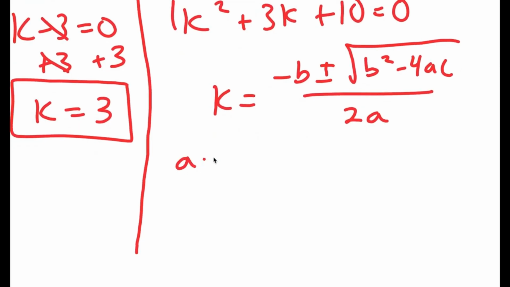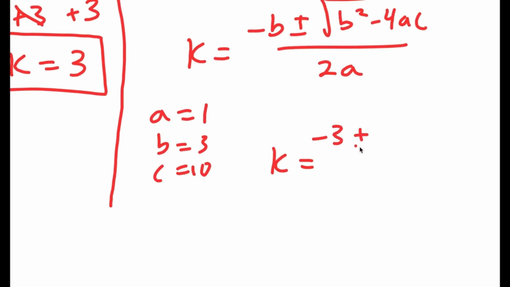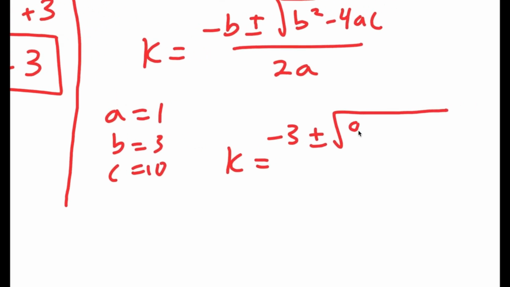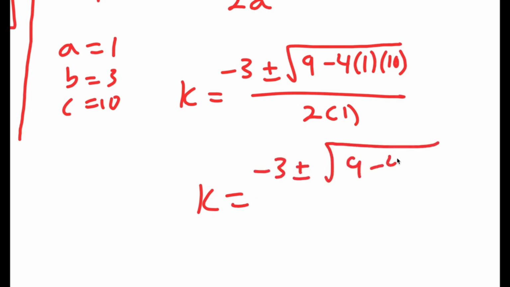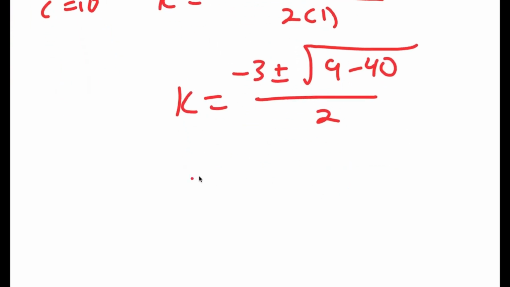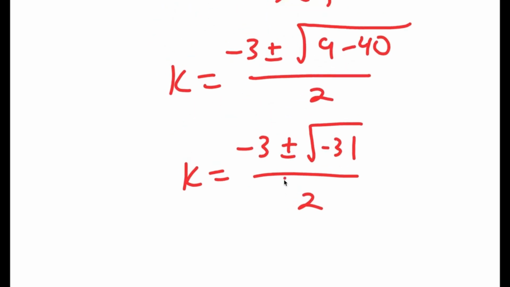So in this case, a is 1, b is 3, and c is 10. So I get k equals negative 3 plus or minus the square root of b squared, which is 9, minus 4, times a, which is 1, times c, which is 10, all over 2a, so 2 times 1. So now this is equal to negative 3 plus or minus the square root of 9 minus 40 over 2, which is equal to negative 3 plus or minus the square root of negative 31 over 2.